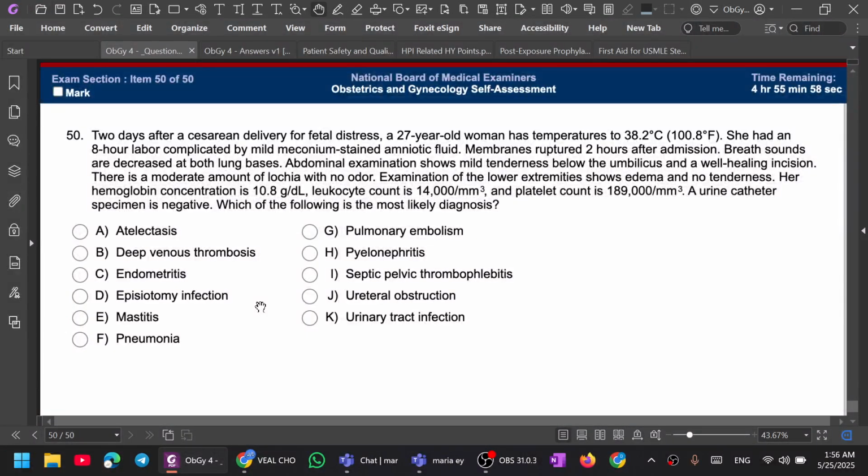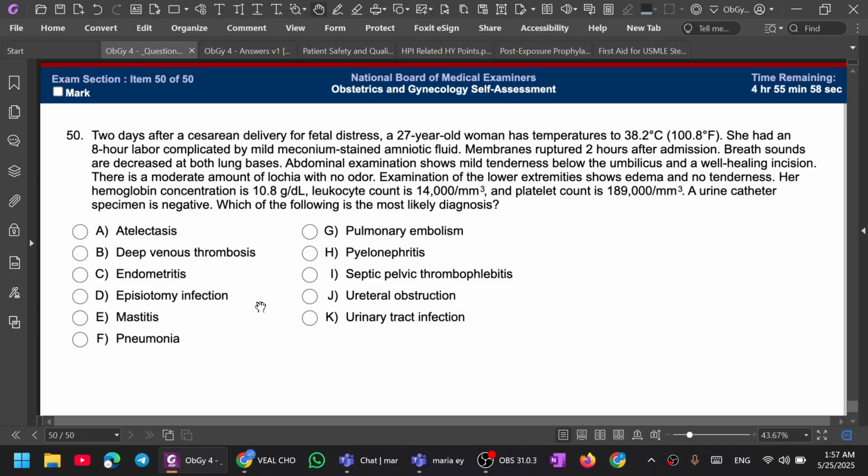Okay, 2 days after a cesarean delivery for fetal distress, a 27-year-old woman has a temperature of 100 degrees Fahrenheit. She had an 8-hour labor complicated by mild meconium-stained amniotic fluid, membranes ruptured 2 hours after admission. Breath sounds are decreased at both lung bases. Abdominal examination shows mild tenderness below the umbilicus and a well-healing incision. There is a moderate amount of lochia with no odor.